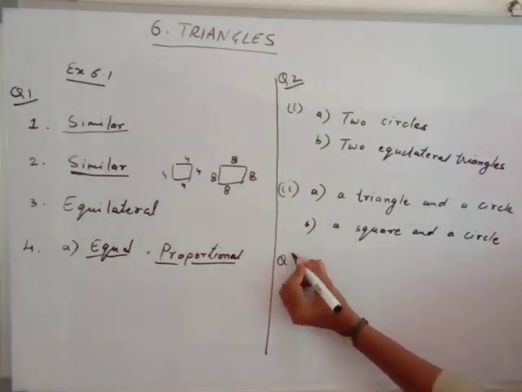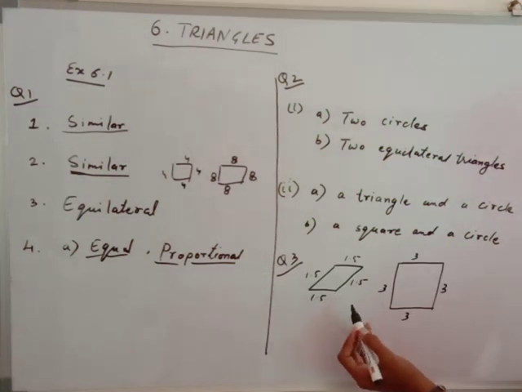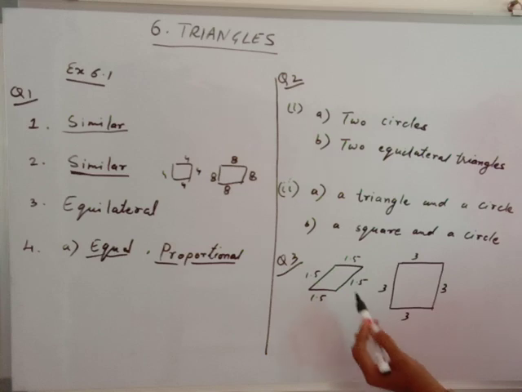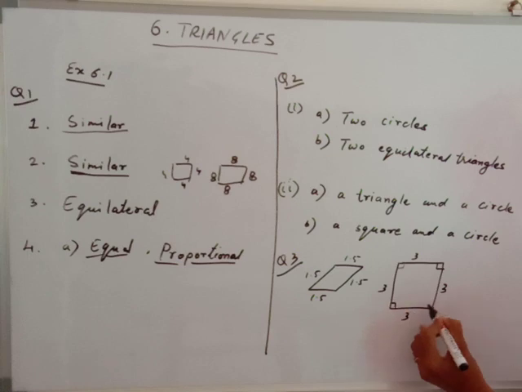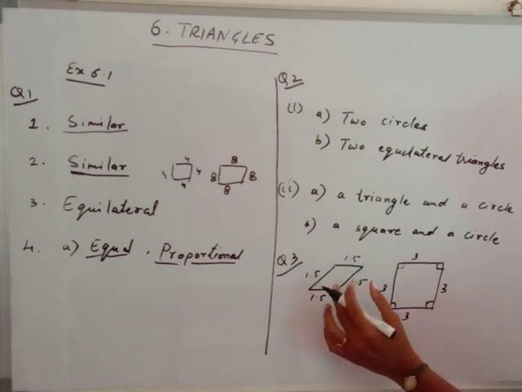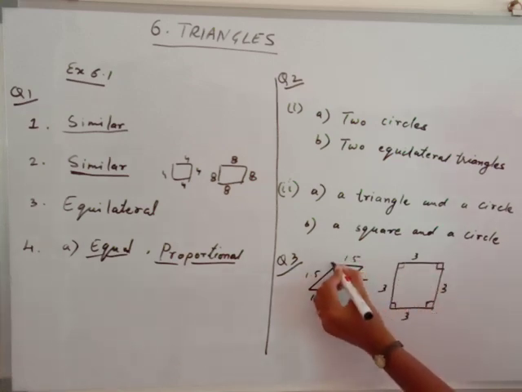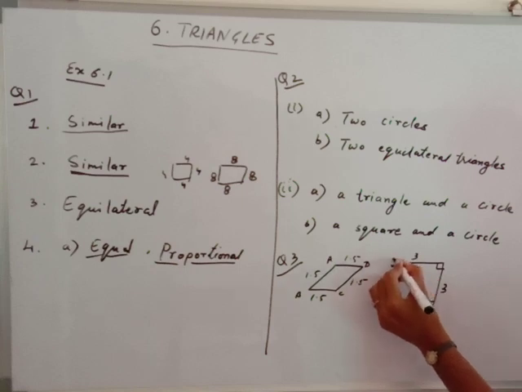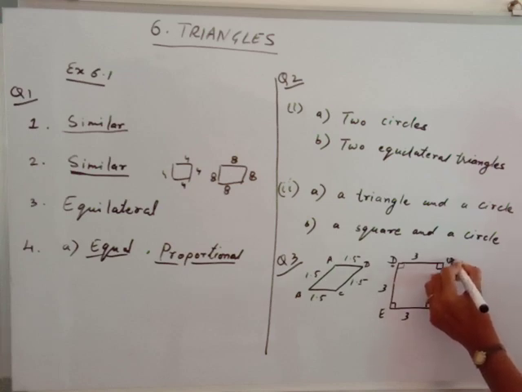Now question number 3. In this question, they have given two figures. Both are quadrilaterals. And you see this is a rhombus and this is a square because this is 90 degrees. Now here, the ratio of the sides is the same. That means here, suppose I am giving the names A, B, C, D and D, E, F, G.